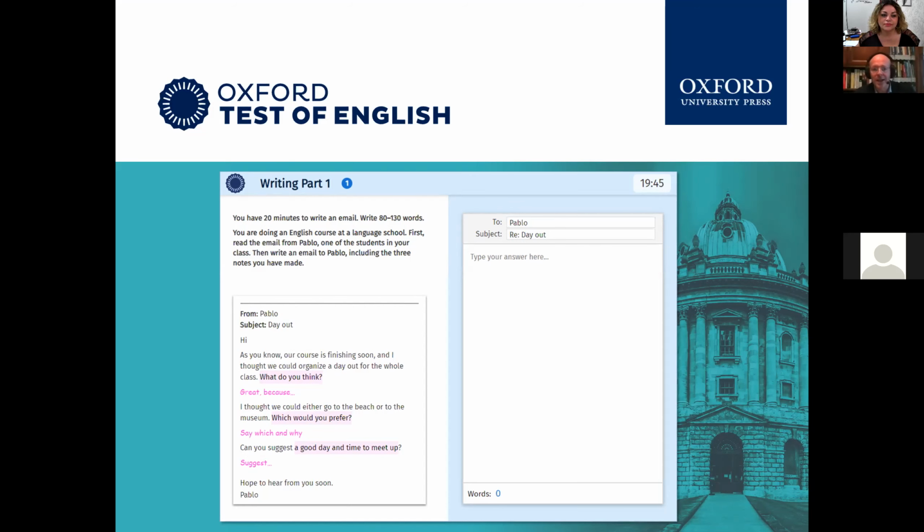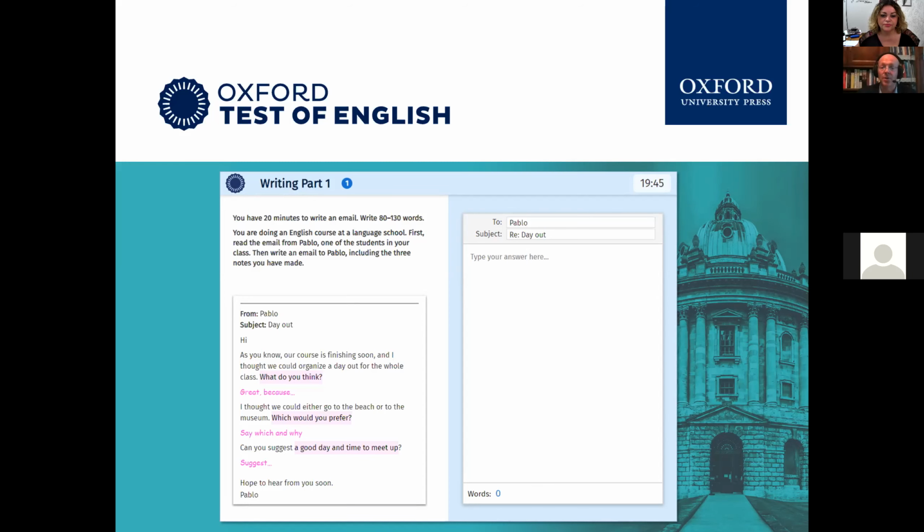Now, look at the next part. I thought we could either go to the beach or to the museum. Which would you prefer? Say which and why. Can you suggest a good day and time to meet up? Suggest. So you see, it's very clear what you have to do. That's the easy bit, okay? That's reading the instructions. Now, we have to write our response to Pablo there on the right-hand side, okay?